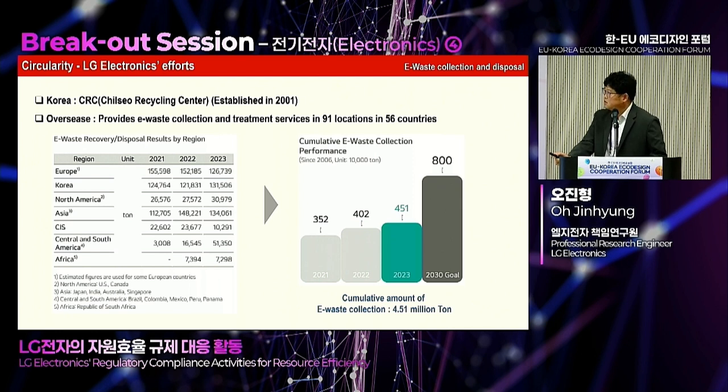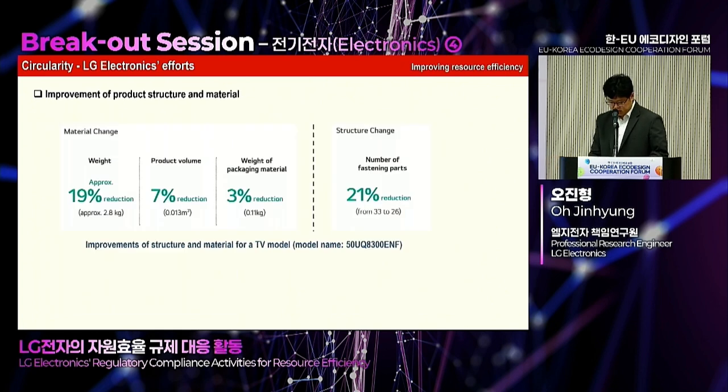Next is e-waste collection. We established CRC, or Cheonan Recycling Center, back in 2001. We are providing e-waste collection services in 56 countries right now. This is directly associated with regulation, so in highly regulated areas, our performance is better. In 2023, we collected 450,000, and our goal is 800,000 by 2030.